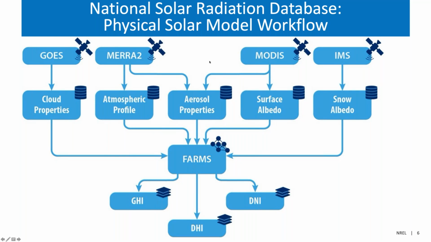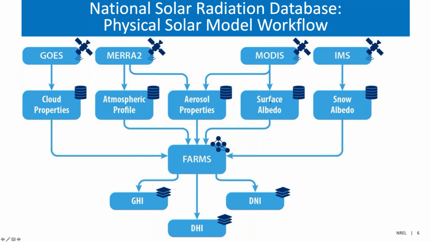Then of course we have MERRA-2, which is a reanalysis data set from NASA, which essentially assimilates a lot of different satellite and ground-based observations, and creates and delivers hourly data sets of the atmospheric profile. There's aerosols. So MERRA-2 is heavily used for the ancillary data, which is available in the NSRDB. There's of course the MODIS satellite, which is a polar orbiting satellite, which also contributes to the aerosols.